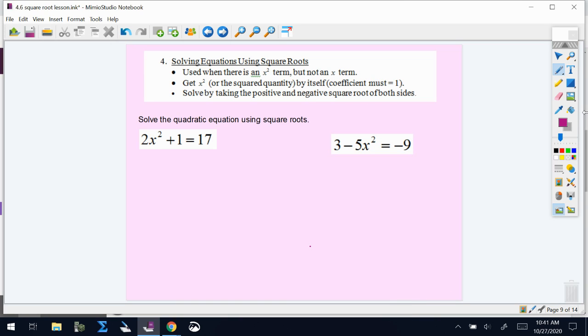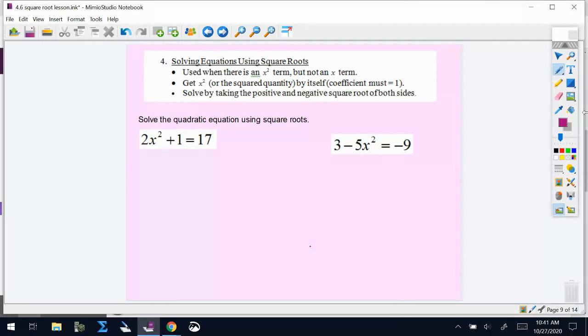Our last piece in 4.6 is how do we actually use square roots to solve quadratic equations. So at this point, our main focus for solving has been to factor and then set each factor equal to 0. But there are ones that you don't have to factor that you can instead use square roots. So we're going to go through those.